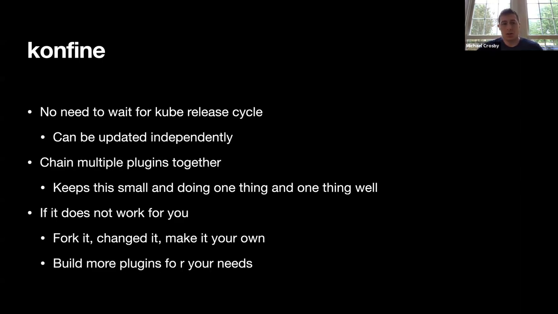So kind of with these plugins, there's no need to wait for longer kube release cycles for updates to CPU manager, topology manager. You have a community being built up of all these plugins with NRI. You just update them as you need to, and you're not tied to a kube release cycle as you would be with CPU manager. You can kind of chain all these together. You can make plugins that do one thing and do them well, and it keeps your code simpler and more robust and things we care about at the infrastructure layer. And like if a specific plugin doesn't work for you, then fork it, change it, make your own, or build more plugins for your own needs.